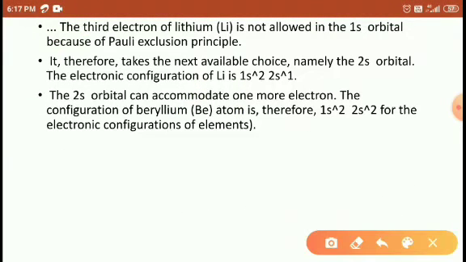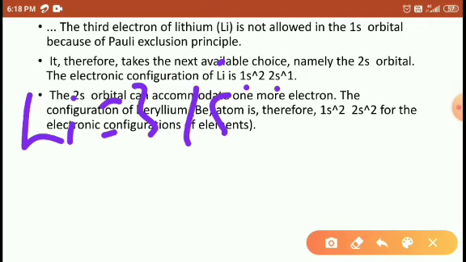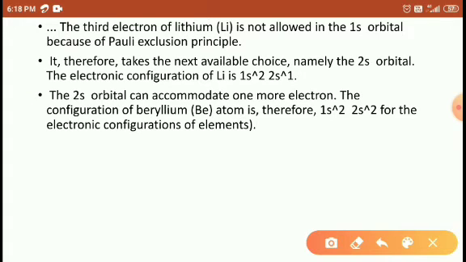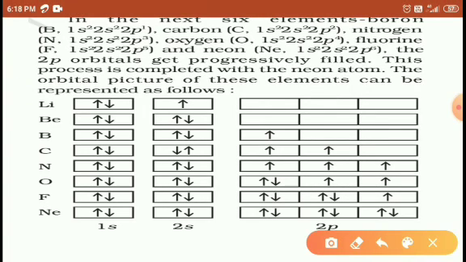For the third element, lithium, we apply the Pauli exclusion principle: 1s2, 2s1, 3 electrons. Lithium has atomic number 3, that is 1s2 and 2s1. Similarly, in the case of beryllium, 1s2, 2s2, 4 electrons. Similarly here, students, we place the electrons by applying the Aufbau principle, the Pauli exclusion principle, and Hund's rule. We write the electron configurations of lithium, beryllium, boron, carbon up to neon. Yes, students.